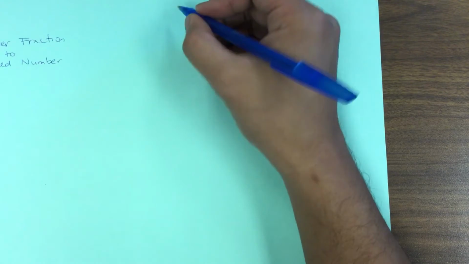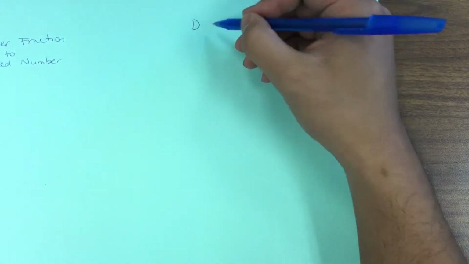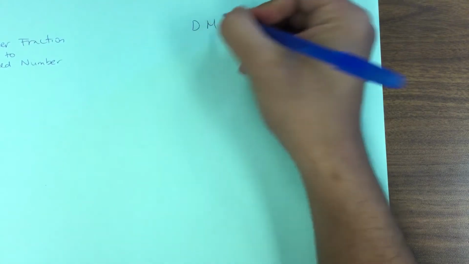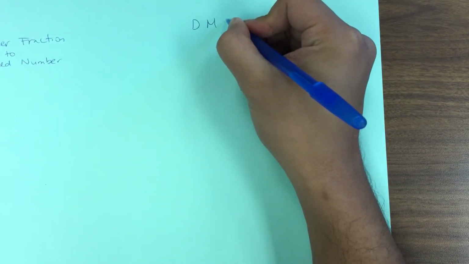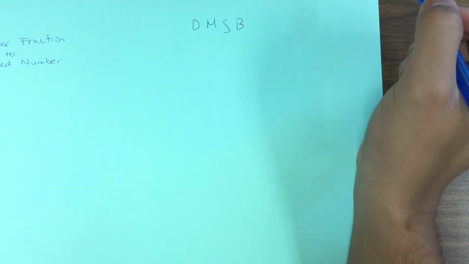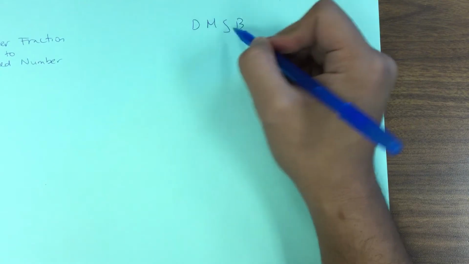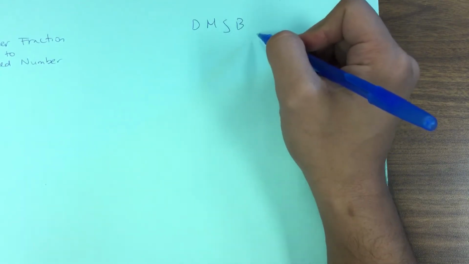But I'm going to introduce you to the long division family. Over here, we have, right here, the daddy, the mother, the sister, and the brother. That is the division family. Daddy, mother, sister, brother.